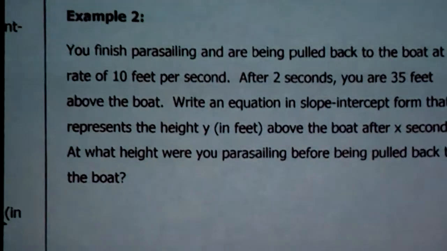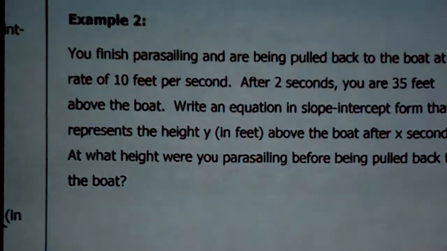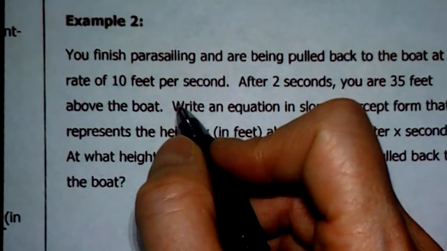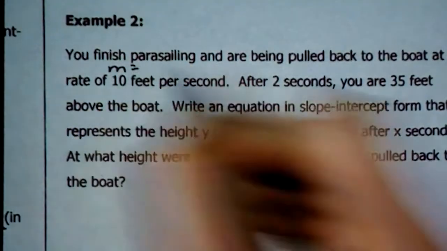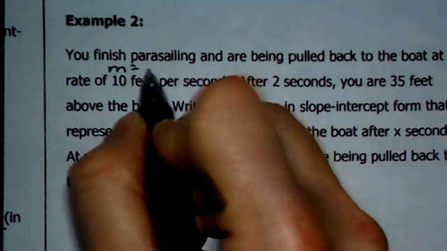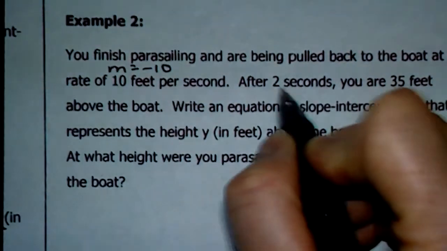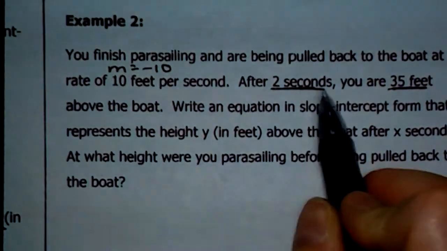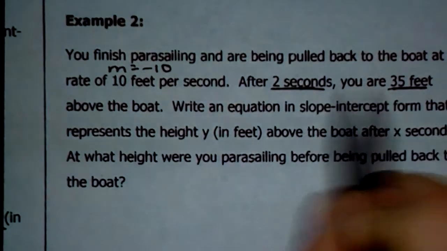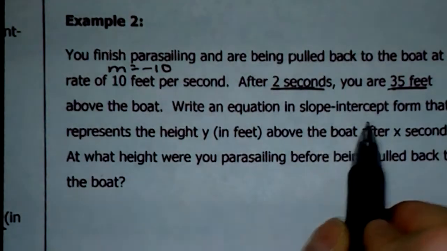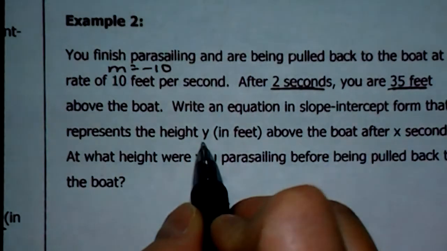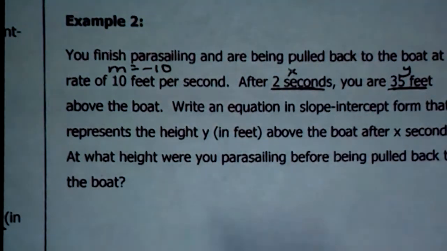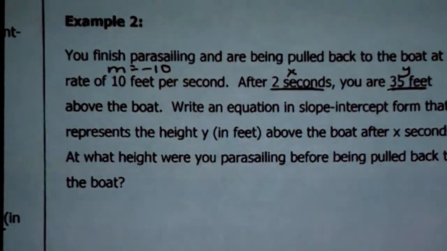Alright, you finished parasailing and are being pulled back to the boat at a rate of 10 feet per second. So it just said at a rate of 10 feet per second, right? So that's our slope, but you're being pulled back to the boat at 10 feet per second, so that would make it -10. After 2 seconds, you are 35 feet above the boat. So there's one variable, there's the other, there's your ordered pair. Write an equation in slope-intercept form that represents the height y in feet, so this is your y, above the boat after x seconds. At what height were you parasailing before you were pulled back into the boat?